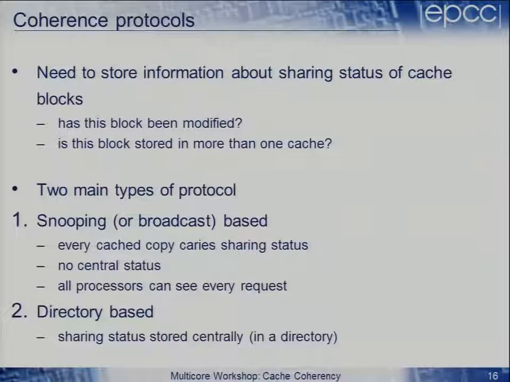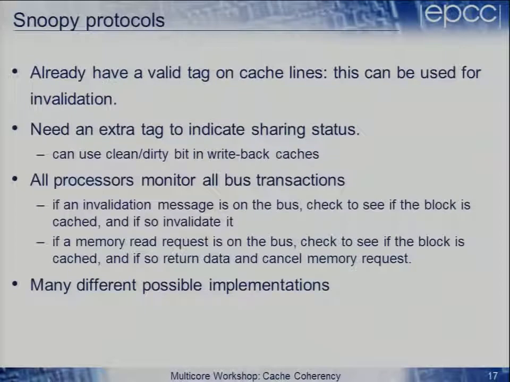Now, we'll come back to directory-based later, but this is surprisingly complicated. It seems quite simple in practice. You say, every time anyone makes a memory request, everybody knows about it, and it's up to them to act accordingly. But what are we going to do? Well, we have to be able to invalidate cache lines.